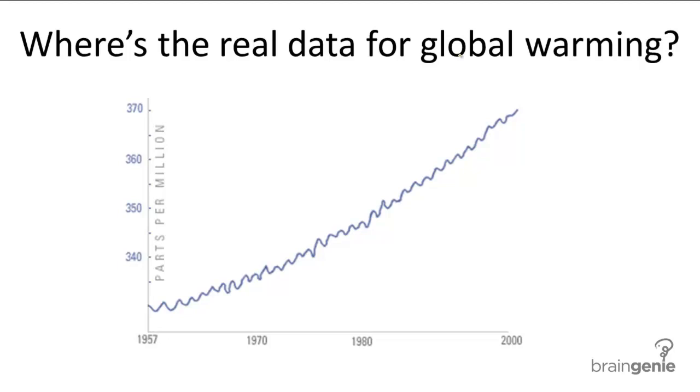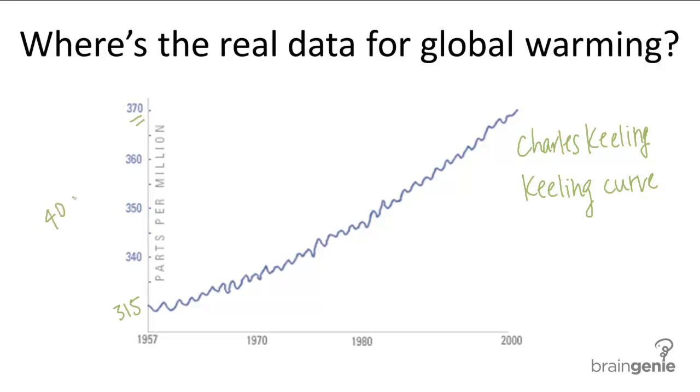Let's look at some real data for global warming. Here's a graph of CO2 levels that were measured and recorded twice a year by a scientist named Charles Keeling from 1957 to 2000. This graph is called the Keeling curve, and it provides a crucial record for showing how the CO2 levels increased from 315 parts per million to about 370 parts per million in approximately 40 years, and all scientists widely accept this graph.